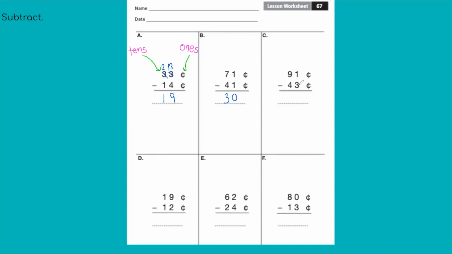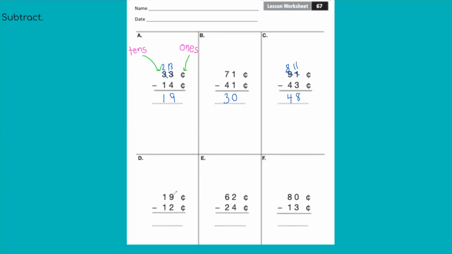1 minus 3, no, I need the big number on top. So I'm going to borrow from my neighbor. First thing I do, cross, cross, because these numbers are going to change. I'm going to ask for a 10, so he changes to 80 or 8. And I add a 10 to what I had. So 10 plus 1 is 11. 11 minus 3 is 8. And 8 minus 4 is 4.